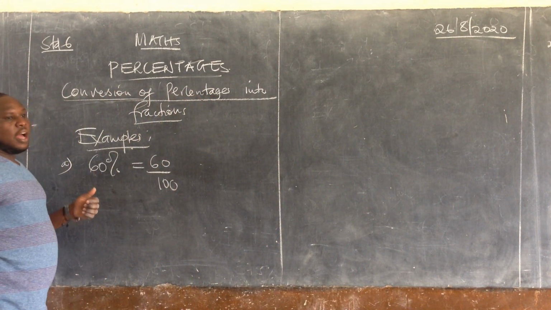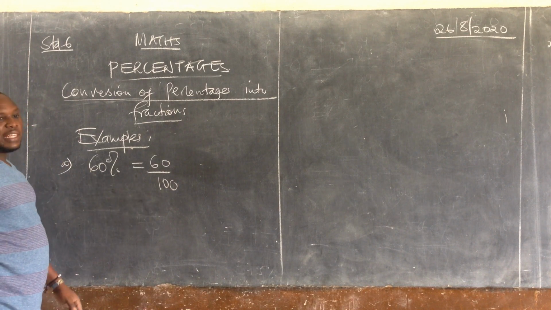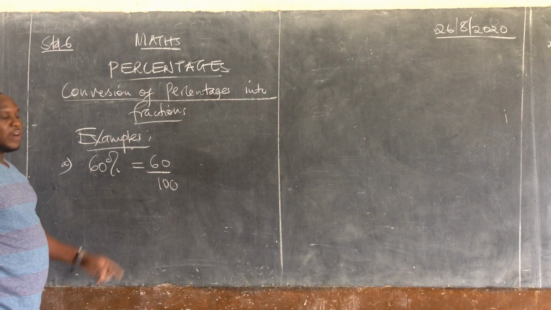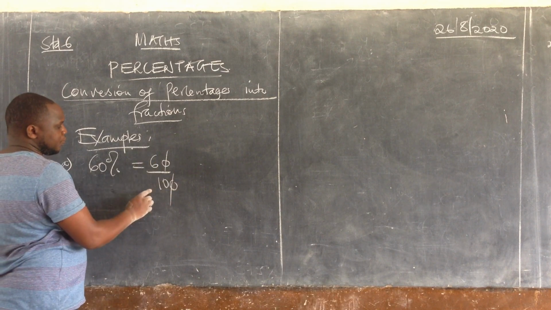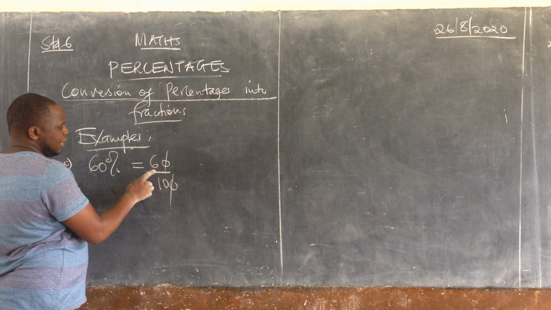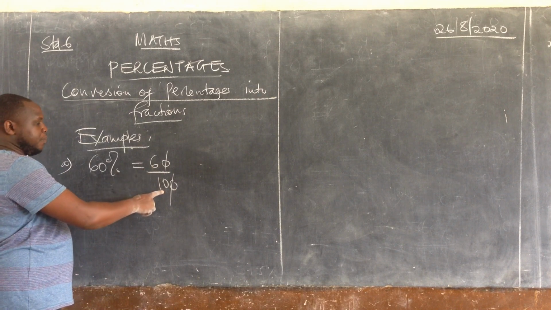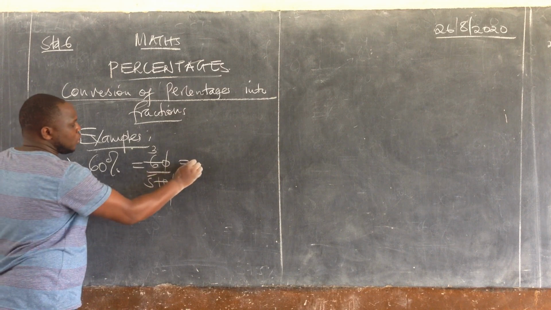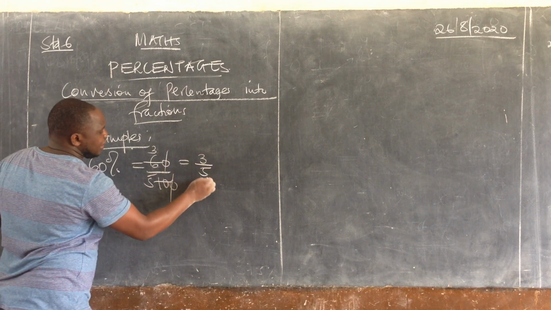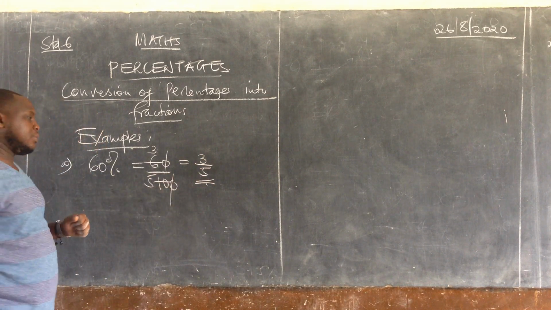So in this case, after getting this, learner, you don't leave it like that. We are going to simplify this fraction. So this 0 will cancel this 0. We are going to remain with 6 over 10. This is an even number, this is an even number. So divide by 2, you get 3. Divide by 2, you get 5. And so, as a fraction, it's going to be 3 out of 5. And that becomes your answer.